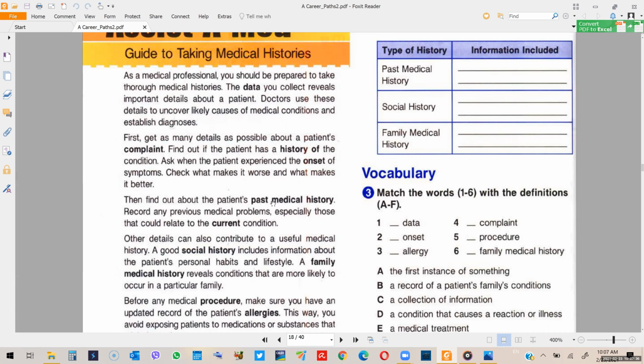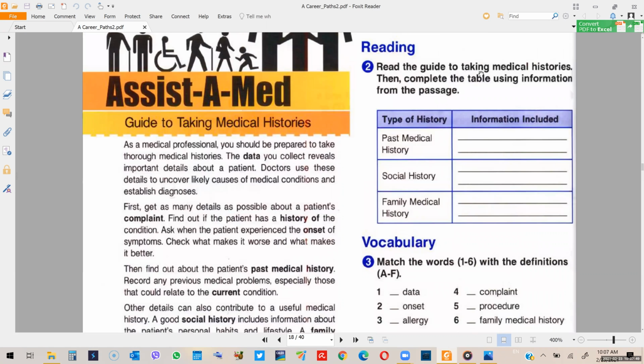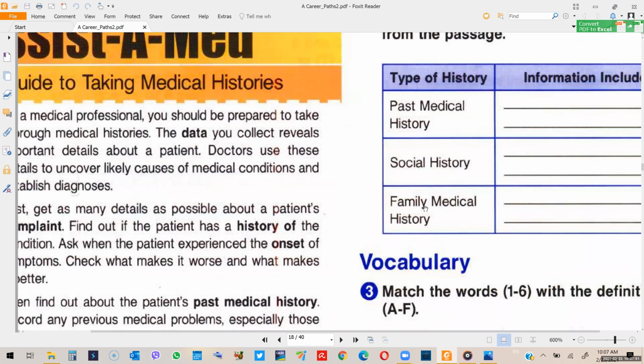Okay. Of course, we have this important procedure, which is taking the history of a patient. But we have now a table. If you look at question number 2 in here, read the guide. Yeah, that's the table.